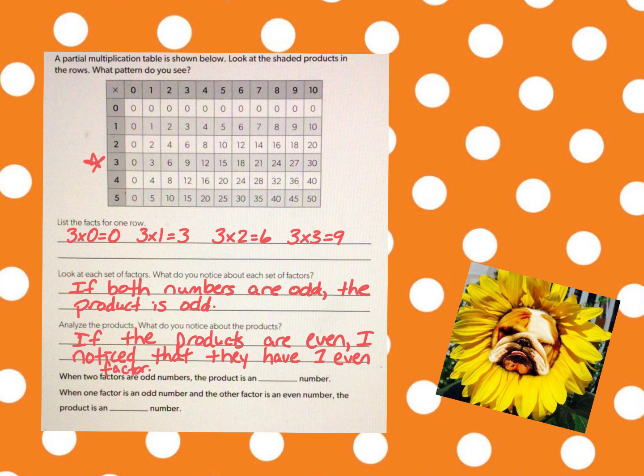And then finally, when two factors are odd numbers, the product is an odd number, right? And if one factor is an odd number and the other factor is even, we know that that is going to be an even number too.